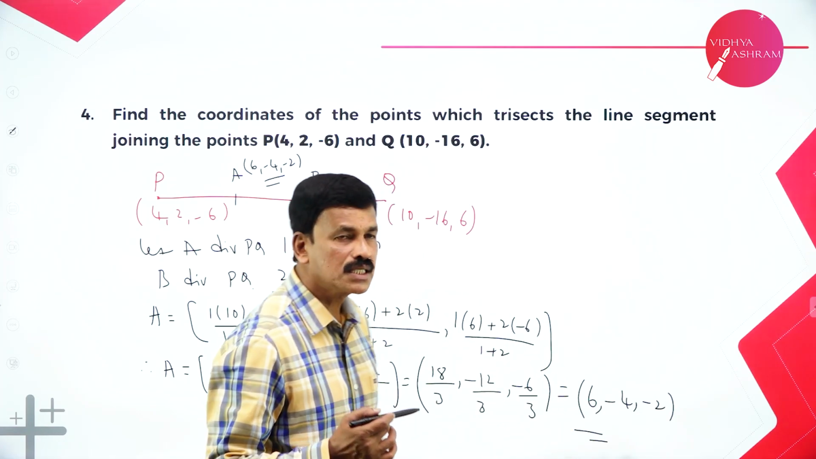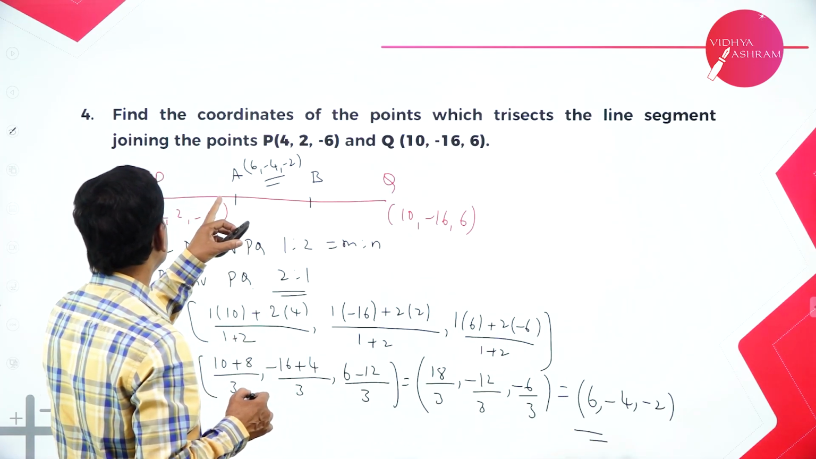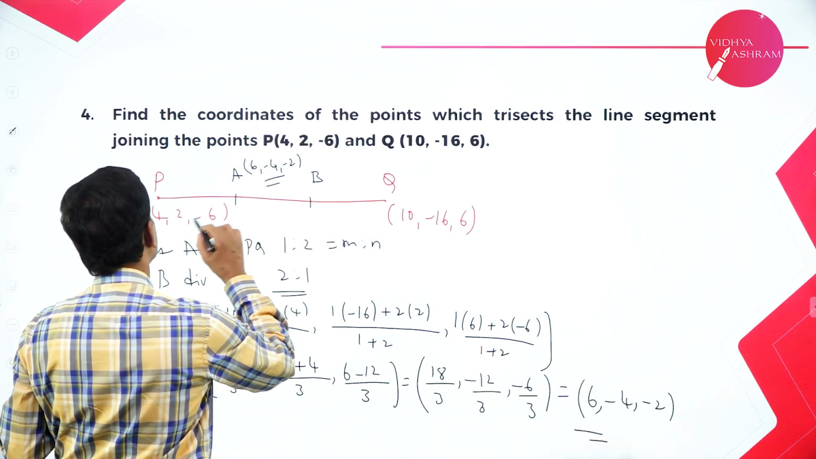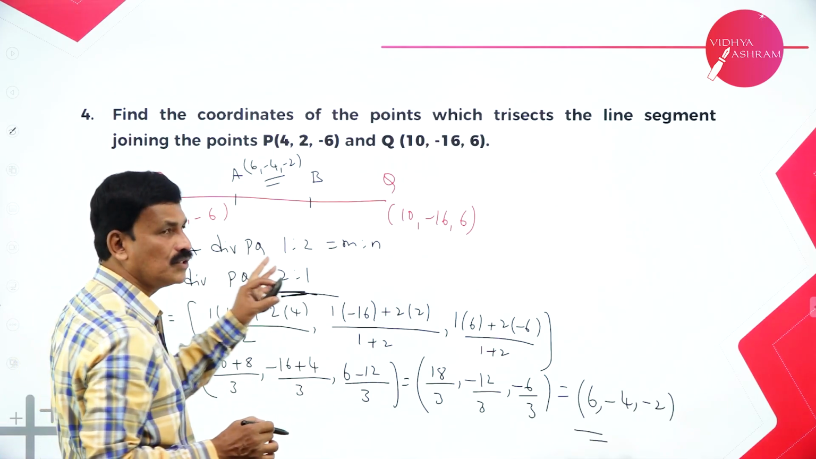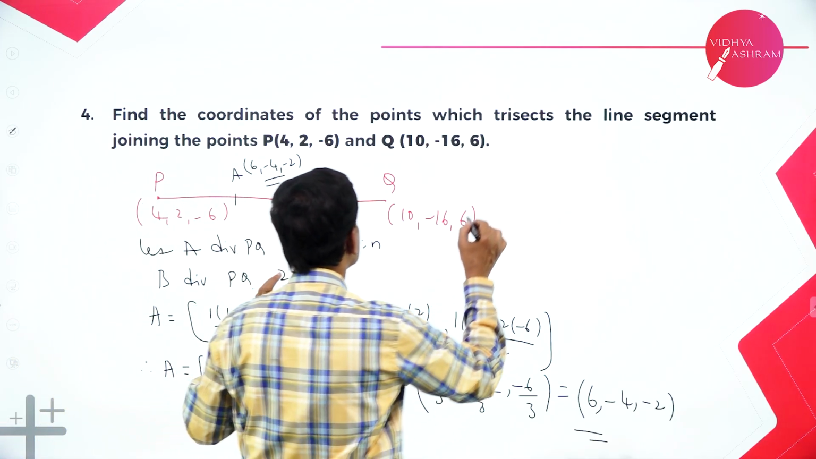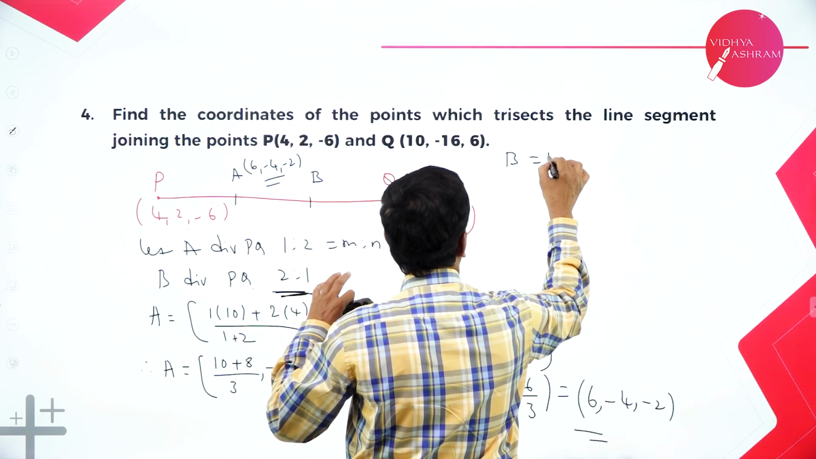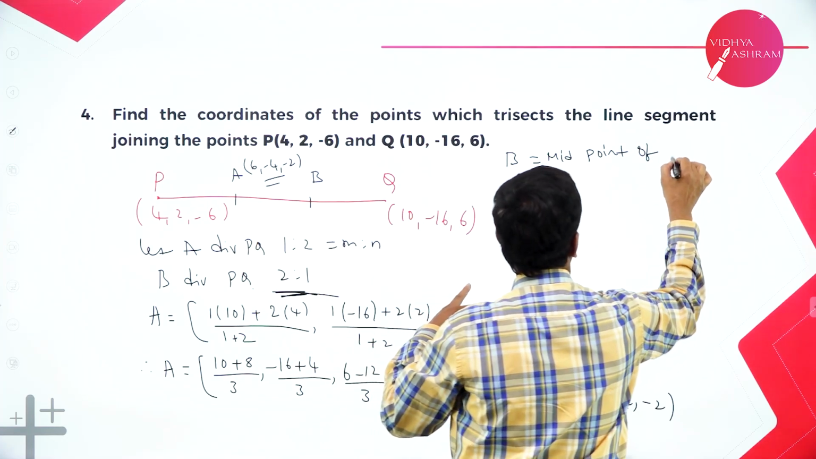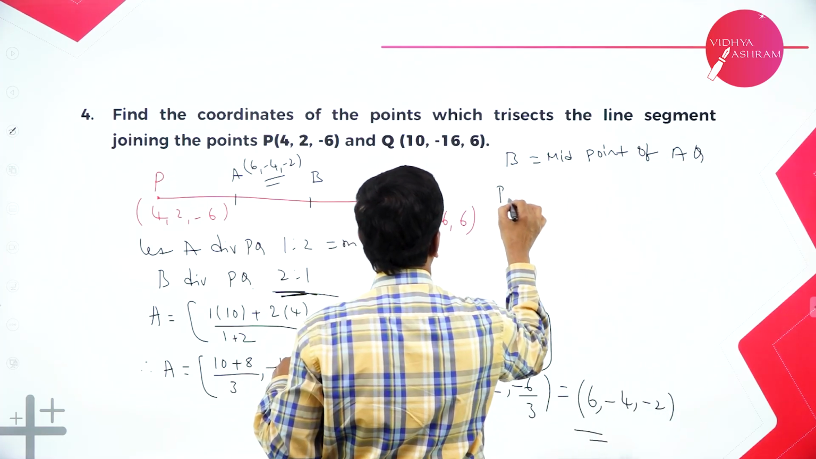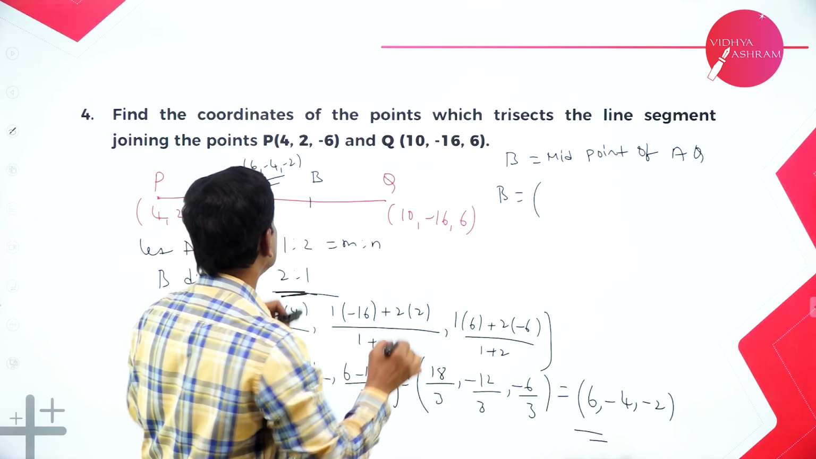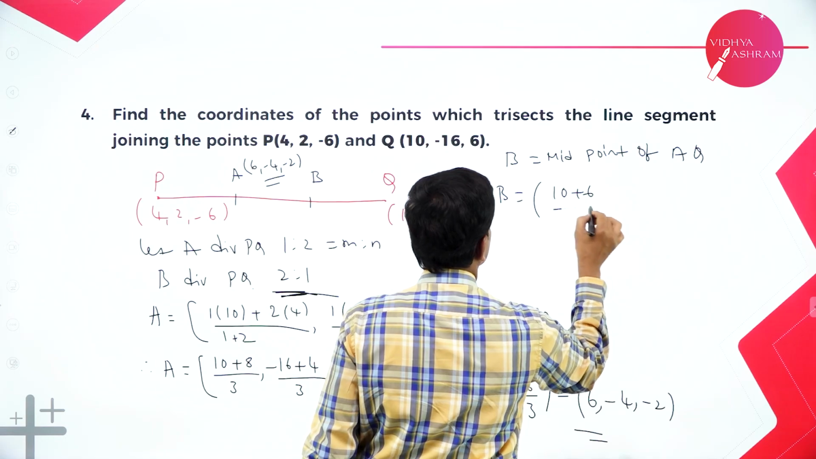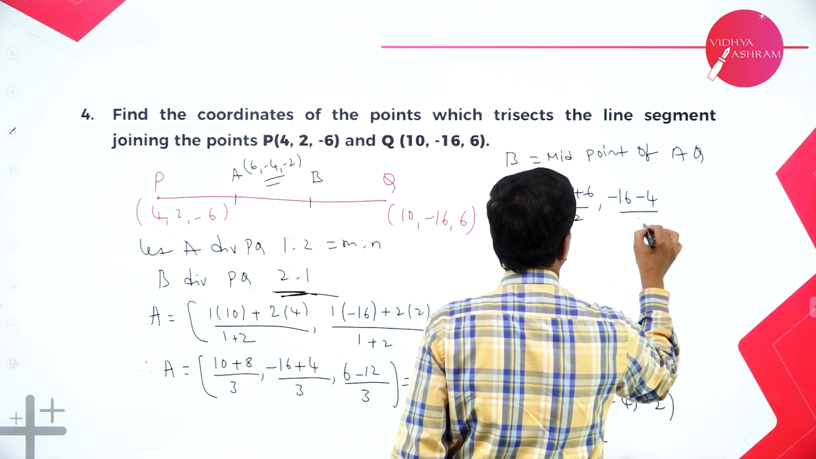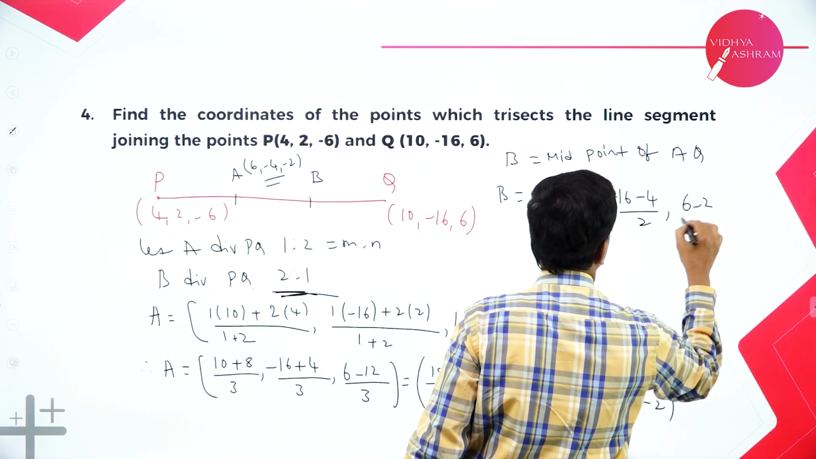Okay. Now A is (6, minus 4, minus 2), which is one point. To find B, since B divides PQ in the ratio 2:1, you can use the 2:1 formula, or the very simple method is that B is the midpoint of AQ. So therefore B is equal to, using the midpoint formula, (10 plus 6) divided by 2, (minus 16 minus 4) divided by 2, (6 minus 2) divided by 2.